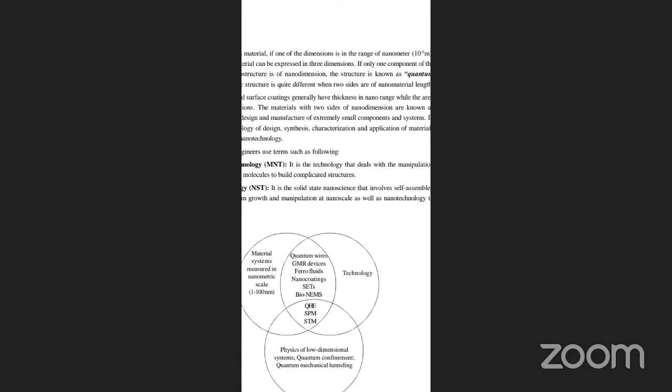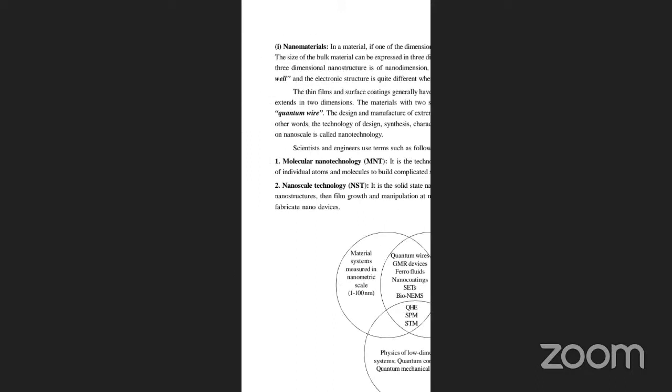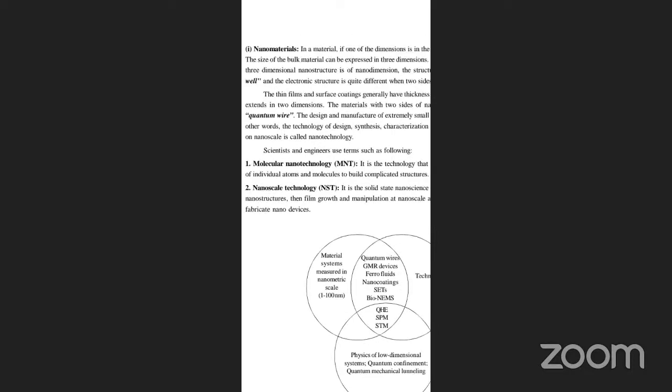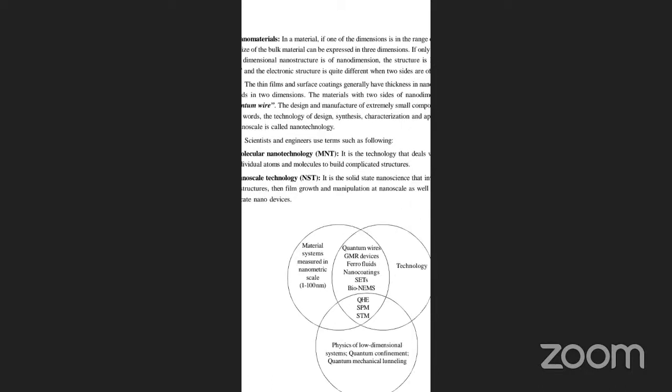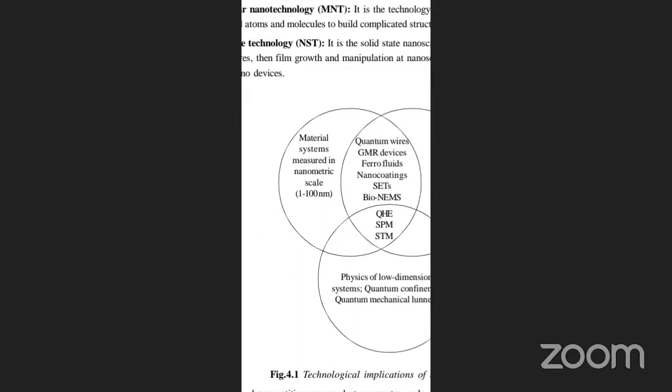Nanoscale technology. It is solid state nanoscience that involves self-assembled nanostructures, thin film growth and manipulation at nanoscale, as well as nanotechnology to fabricate nano devices, material systems measured in nanometric scale. Examples: quantum wires, GMR devices, ferrofluids, nano coatings, bionanotechnology, QHE, SPM, STM, physics of low dimensional systems, quantum confinement, quantum mechanical units. The next figure shows the entities.